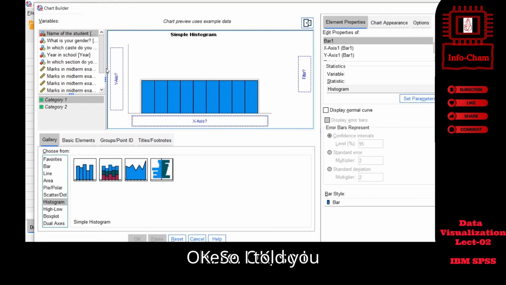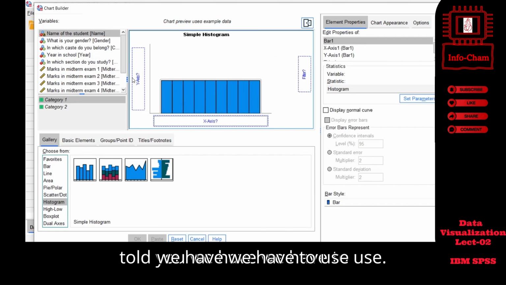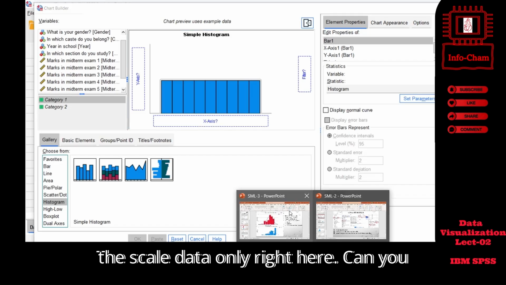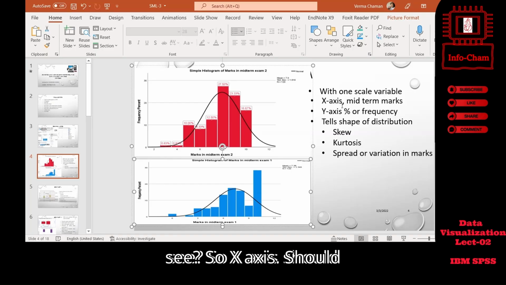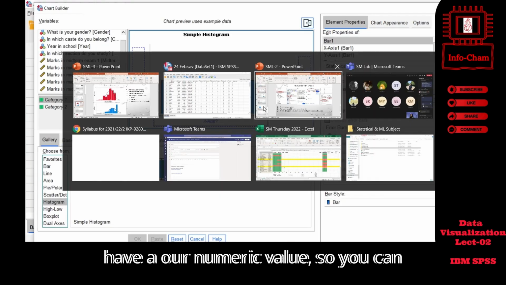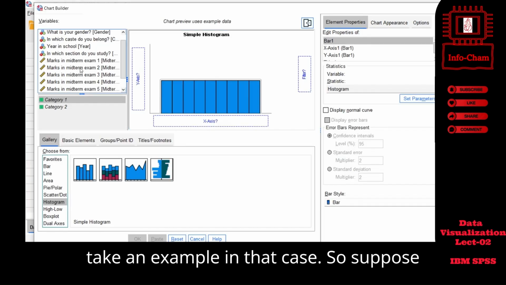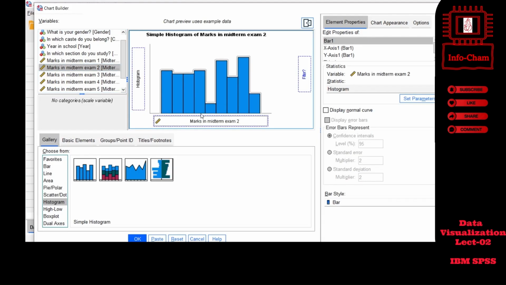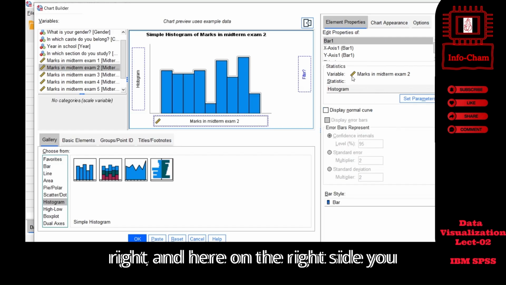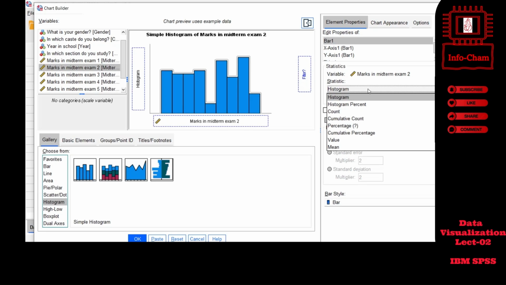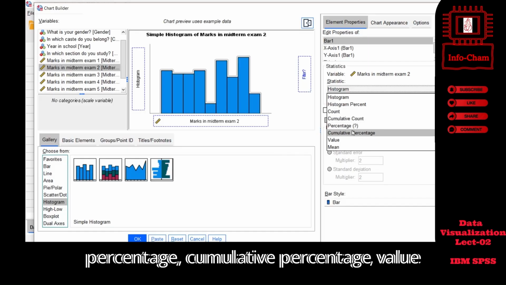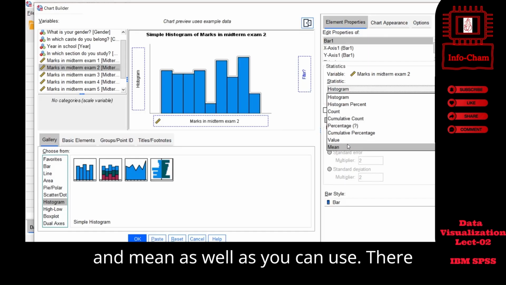I told you we have to use the scale data only here. Can you see? The x-axis should have our numeric value. So you can take an example. Suppose I want to measure the second test exam, I can put it on the x-axis. And here on the right side, you can do anything you want. For the histogram, you can put the count. You can also take a cumulative count, percentage, cumulative percentage value, and mean as well. There are a lot of statistics.